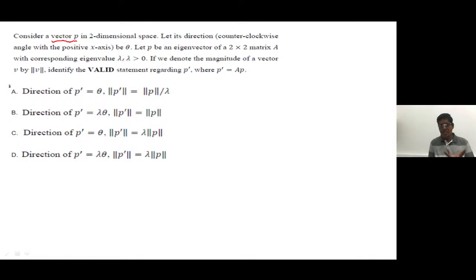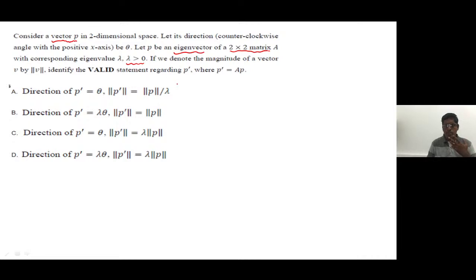So a vector means it is a line. Every line making an angle theta with the positive x-axis. That is our geometry or coordinate geometry from our childhood classes. Let P be an eigenvector of a 2 by 2 matrix A with the corresponding eigenvalue lambda. Lambda is given greater than 0. So you know that lambda is the eigenvalue notation. P is here the eigenvector. Usually the eigenvector notation is capital X.